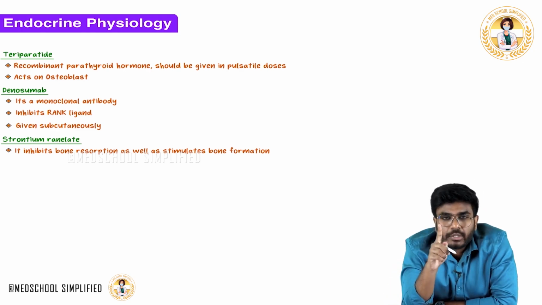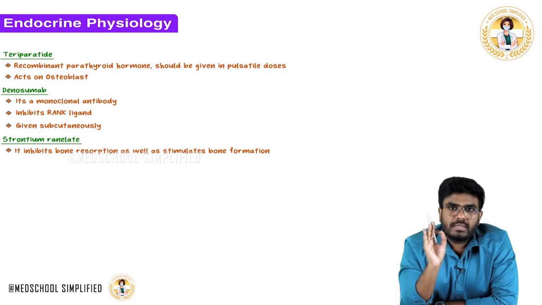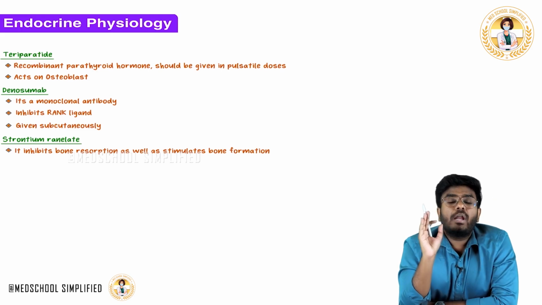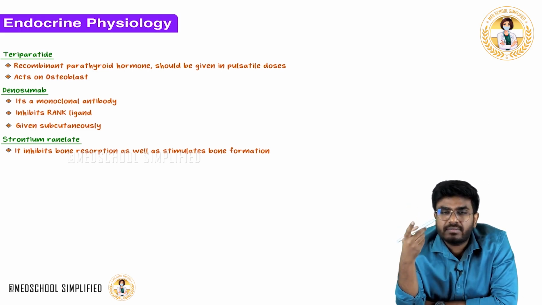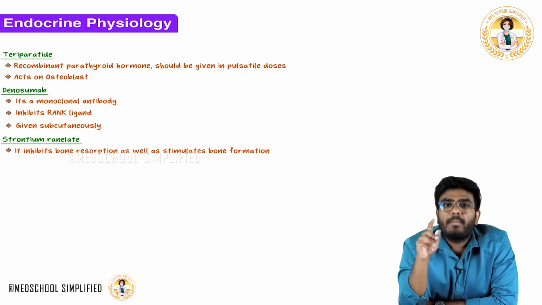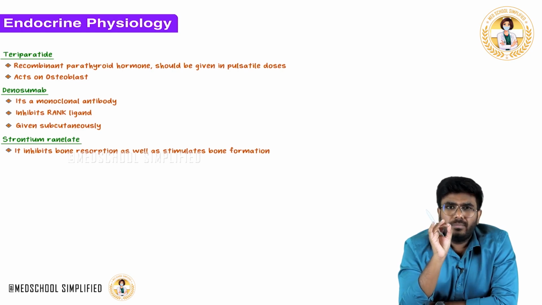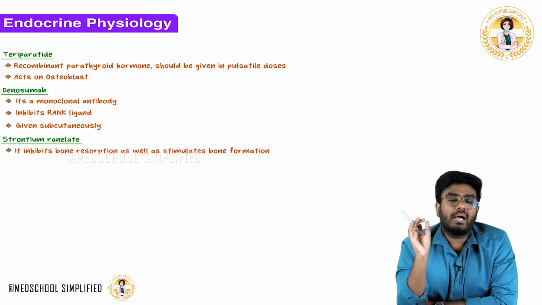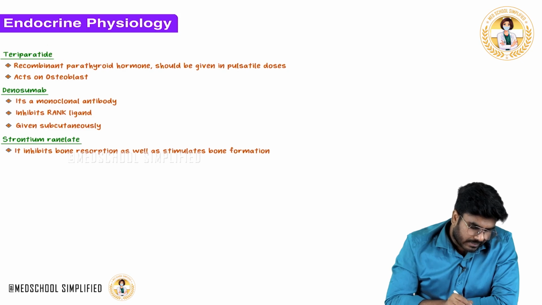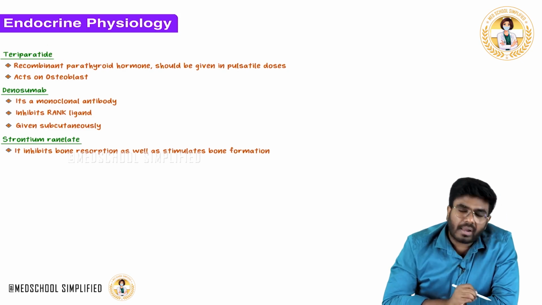See, I have explained this to you specifically. Parathyroid hormone in higher quantities will activate the osteoclast. But parathyroid hormone in physiological quantities or in pulsatile doses activates the osteoblast and helps in bone formation. So see, teriparatide is nothing but recombinant parathyroid hormone.